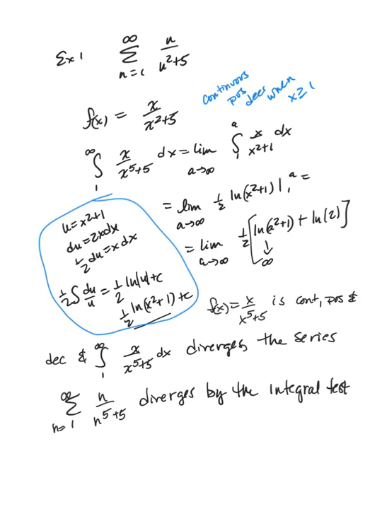So how would you write this explanation on an AP exam on a free response? You would have to say, all right, f of x equals x over x to the fifth plus 5 is continuous, positive, and decreasing. You can remember that again by co-pody, continuous, positive, and decreasing. And the integral of f of x diverges. The series diverges by the integral test.